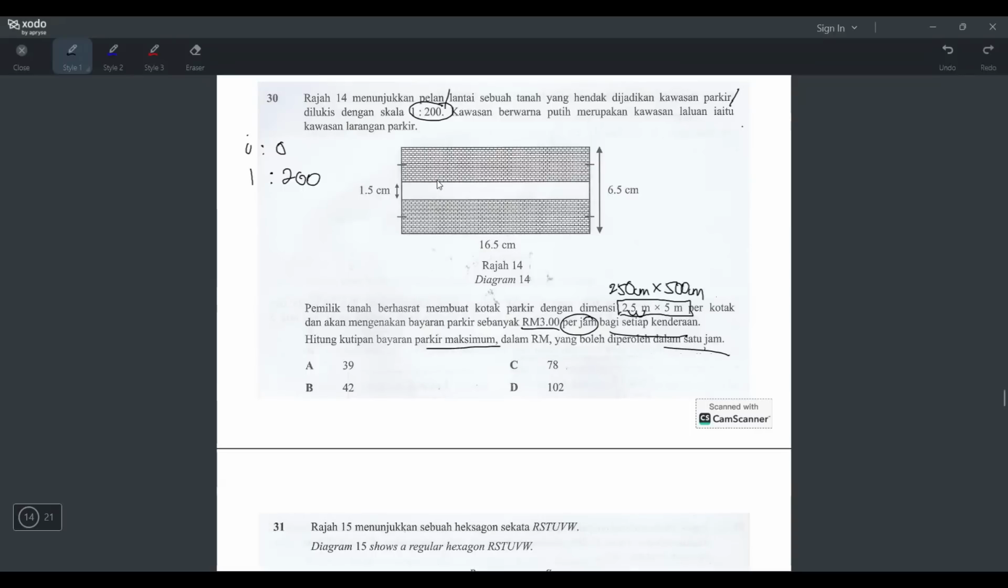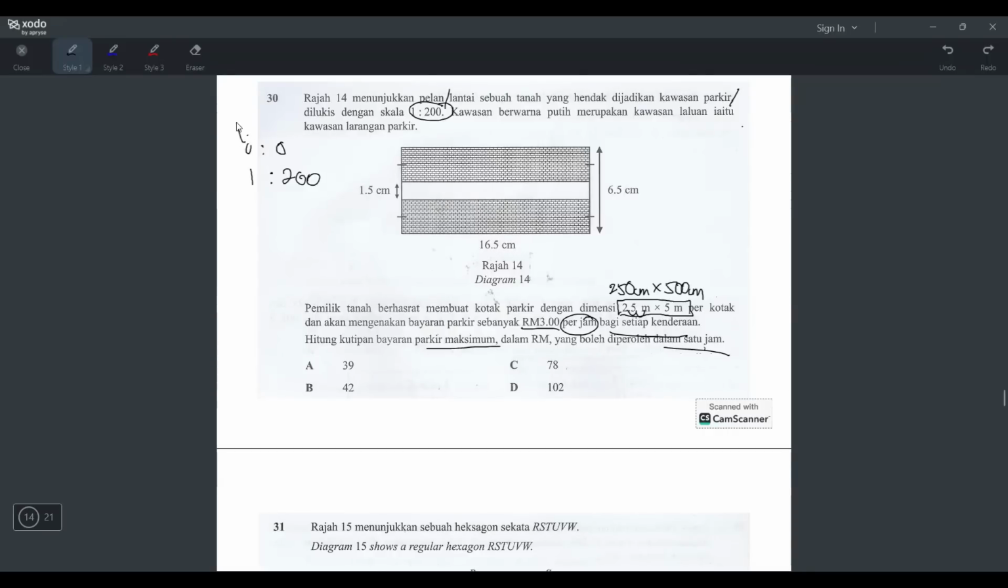So everything is in cm, everything is the same unit, but they did mention something about the scale, right? So they say this is a plan, remember? Plan. So it means this is not the real size, right? This is not the real size. It doesn't make sense, huh? Hey, how can the parking space be 16.5 cm? This one cannot even fit one car, right? So this is just a scale, right? So this is not the real size.